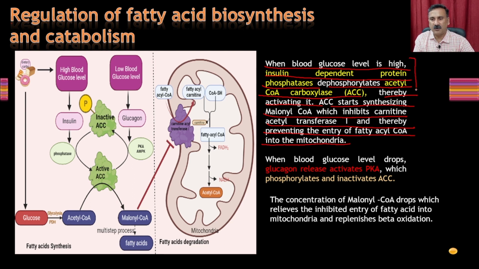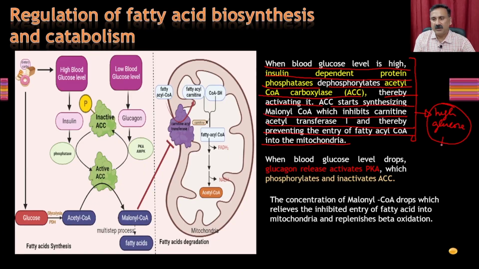This is very, very important to understand that when you have very high glucose, then the high glucose is inducing the insulin dependent protein phosphatase activity, and as a result it is going to inactivate the carnitine acyl transferase 1, the enzyme which is coupling the carnitine to the fatty acyl CoA complex, and that's how it is going to inhibit the transport of the fatty acid into the mitochondria.